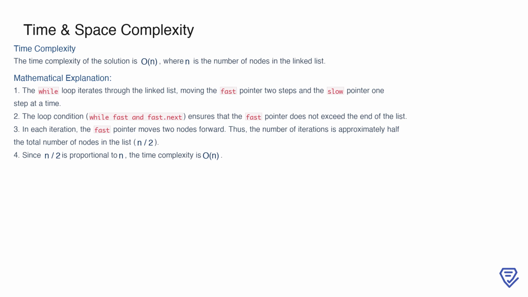The while loop is the core of the algorithm, and it progresses the fast pointer by 2 steps and the slow pointer by 1 step during each iteration. The condition for the loop, while fast and fast.next, ensures that the traversal stops as soon as the fast pointer reaches or exceeds the end of the list. Since the fast pointer moves 2 nodes per iteration, the total number of iterations is roughly half the number of nodes in the list, or n/2. Because n/2 is directly proportional to n, the overall time complexity simplifies to O(n). This means the algorithm scales linearly with the size of the linked list.